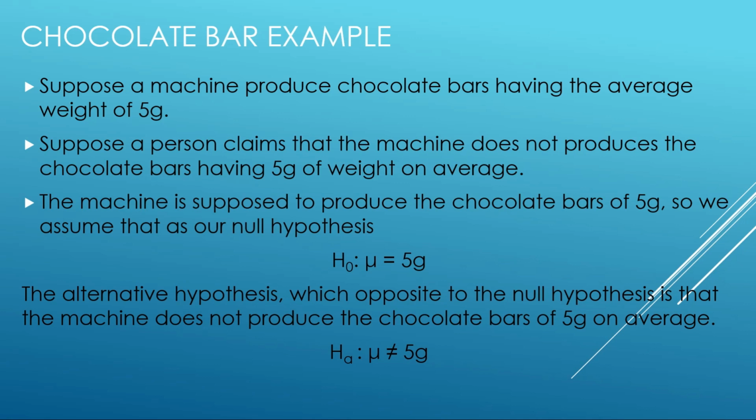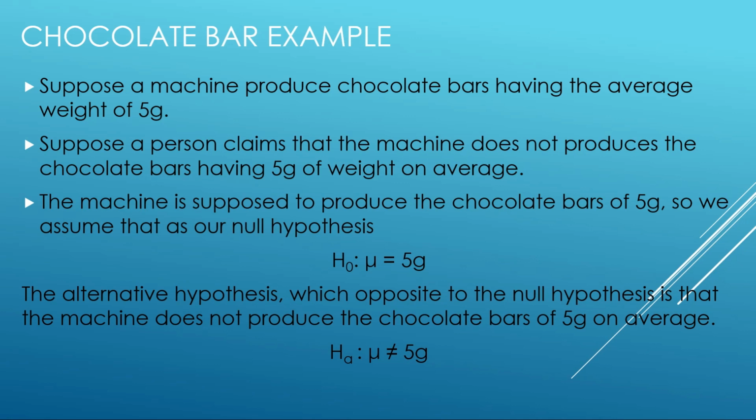Suppose a machine produces chocolate bars having the average weight of 5 grams. Suppose a person claims that the machine does not produce the chocolate bars having 5 gram of weight on average. The machine is supposed to produce the chocolate bars of 5 gram, so we assume that our null hypothesis H naught is that on average the weight of the chocolate bars is 5 gram. Mu is equal to 5 gram. This is mu naught.